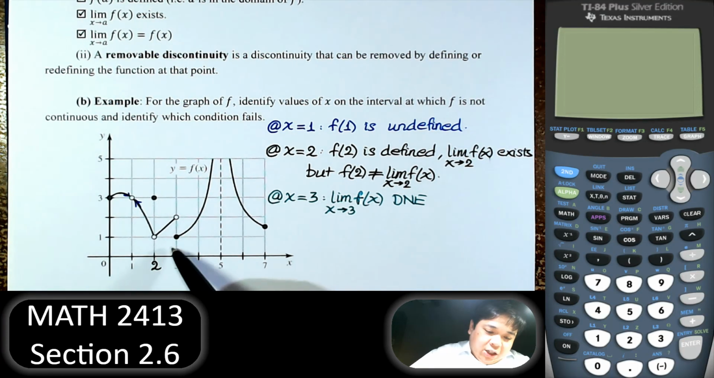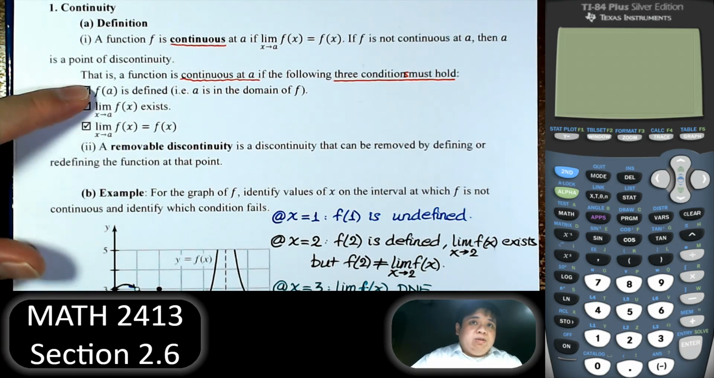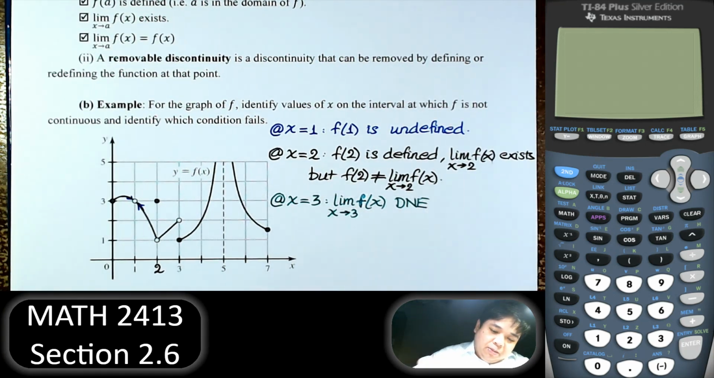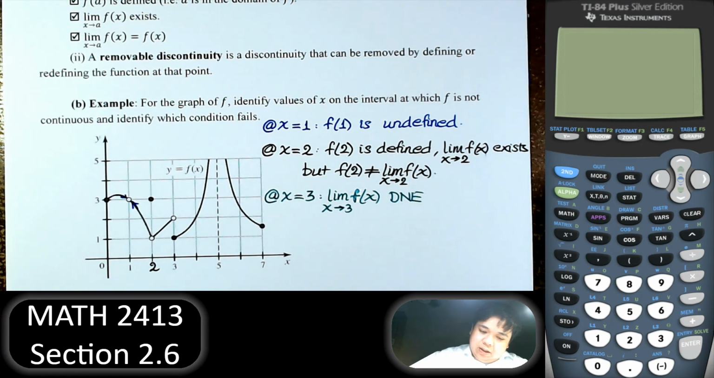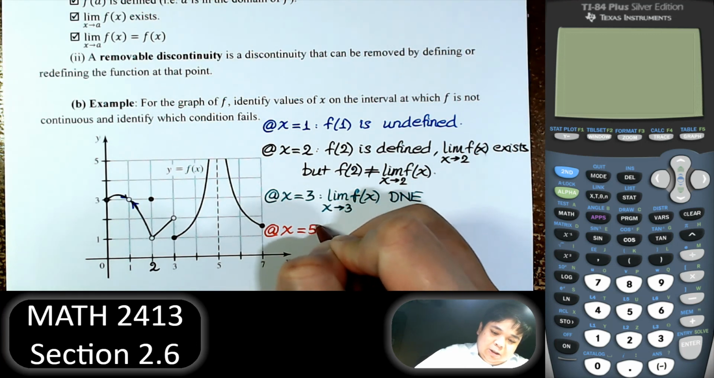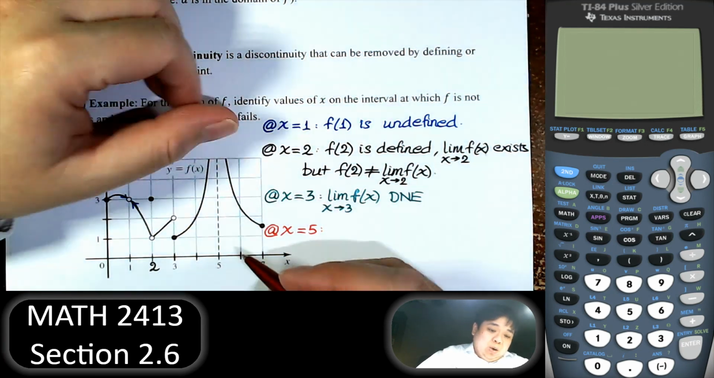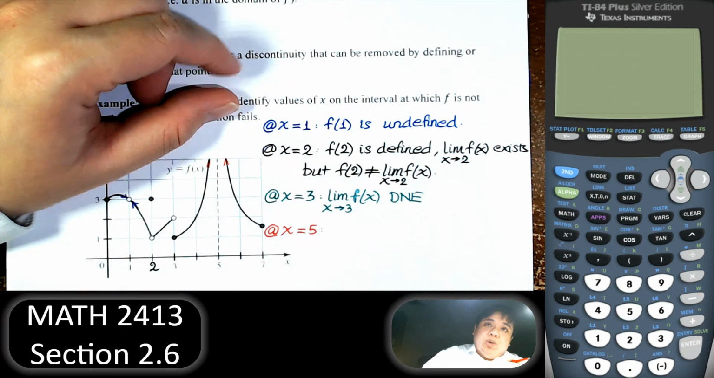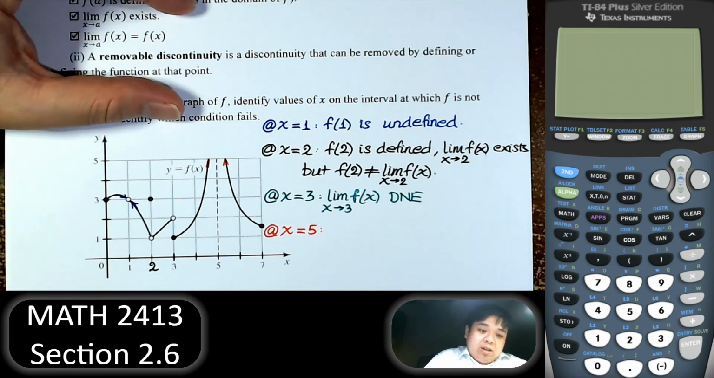So at x equal to 3, the limit does not exist. If one of these fails, the function is not continuous. Next is at 5. At x equal to 5, the limit does not exist, even though we say the limit equals infinity, because the function is approaching infinity, but infinity is not really a number, so we say the limit does not exist. You can also say the function is undefined, and of course they're not equal, so all three conditions fail.